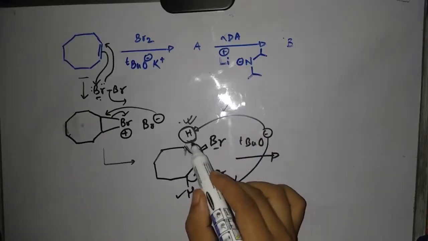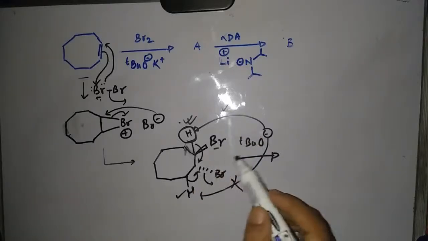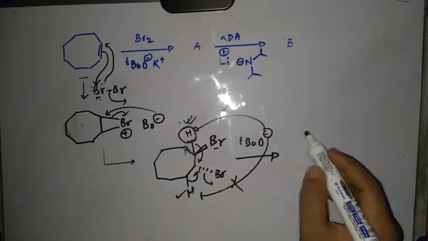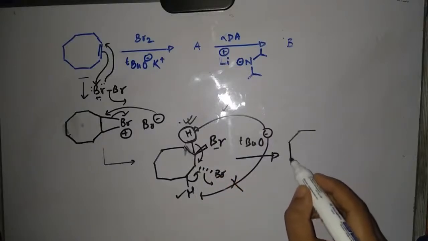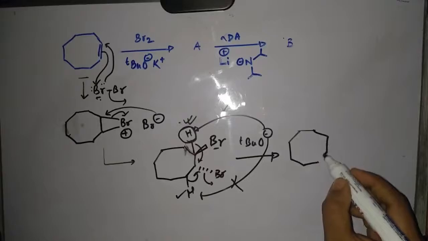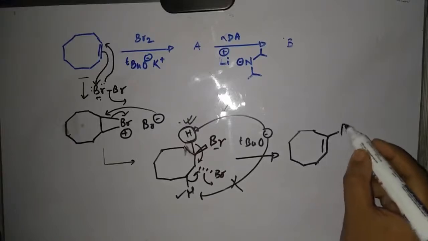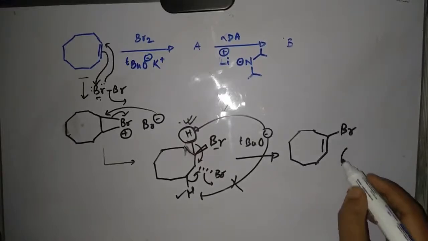So this will come and this bromide will leave. Therefore a double bond will generate here, and it will form this one. So this is the structure of A.